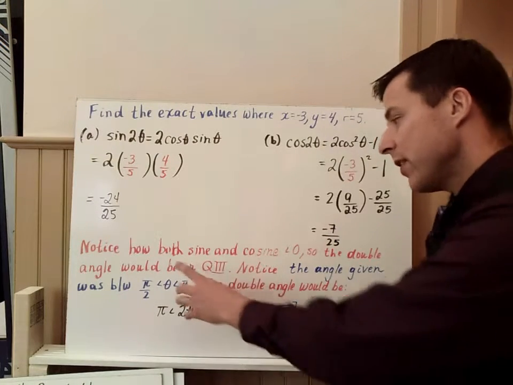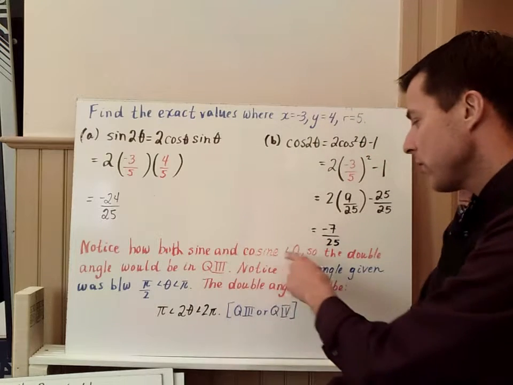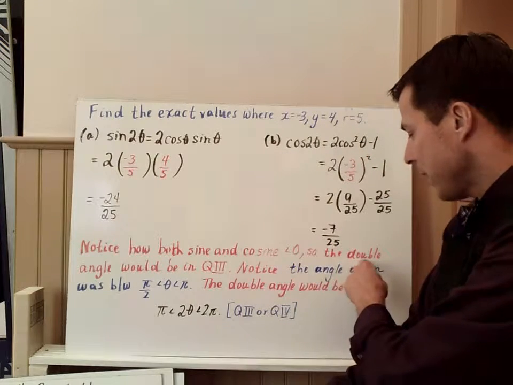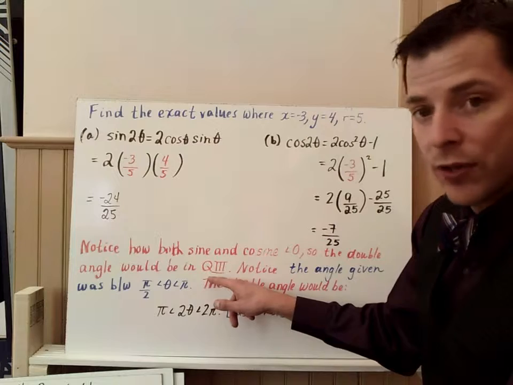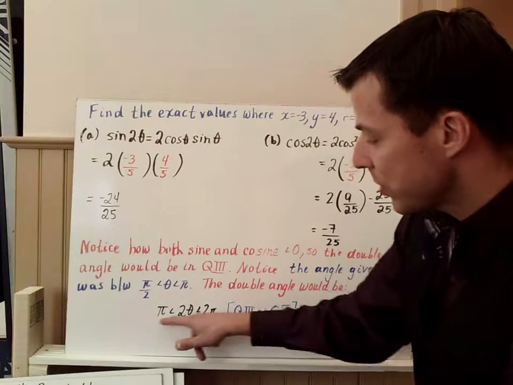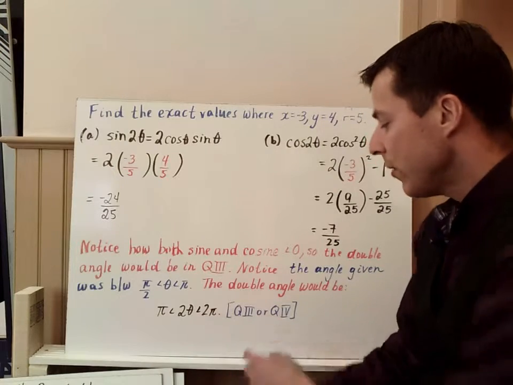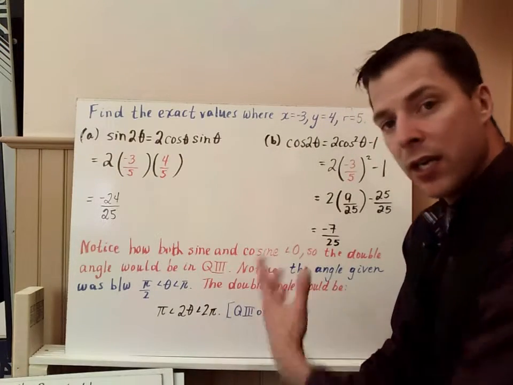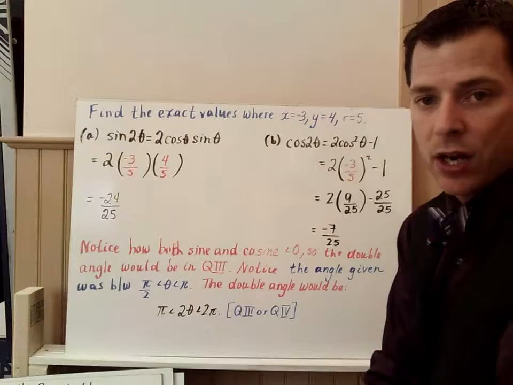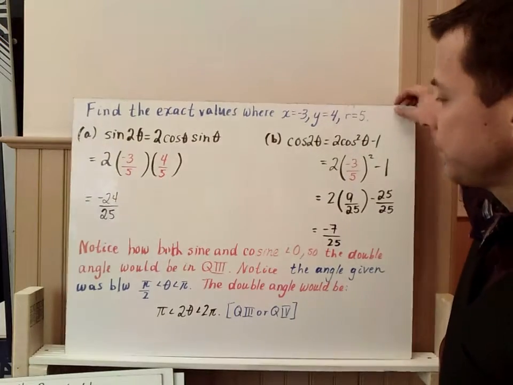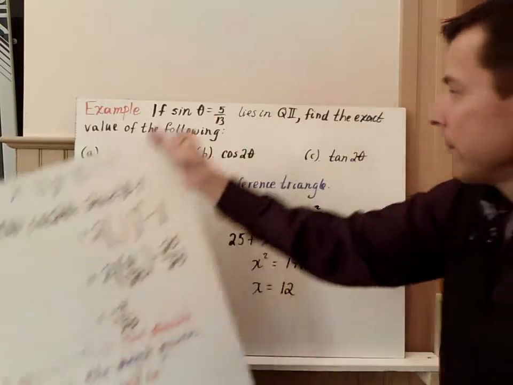Okay? So just be very careful. So I put here, notice how both sine and cosine are less than 0. So the double angle would be in quadrant 3. So we had all this opportunity here to say, well, our double angle's got to be somewhere between pi and 2 pi, but we know it's going to be in quadrant 3 because both sine and cosine are negative.